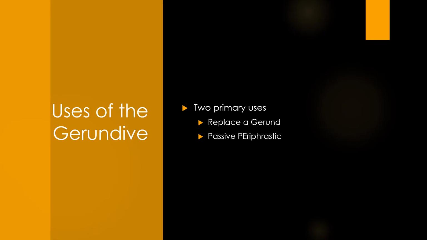As far as the use of the gerundive, there are 2 primary uses. The first is to replace a gerund in a sentence. The second is as a passive periphrastic. Let's first talk about replacing a gerund.